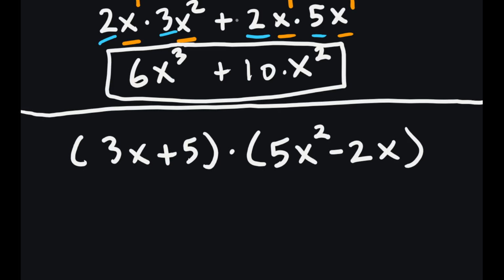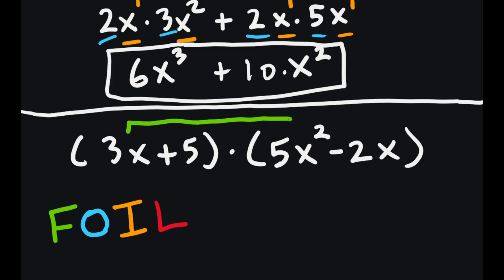So to multiply two polynomials or two binomials, we're going to use a method called FOIL. So let me write it out. FOIL. And FOIL is how we're going to multiply these two binomials. So the F in FOIL stands for first. So we're going to multiply the first term of each binomial. So the 3x times the 5x squared.